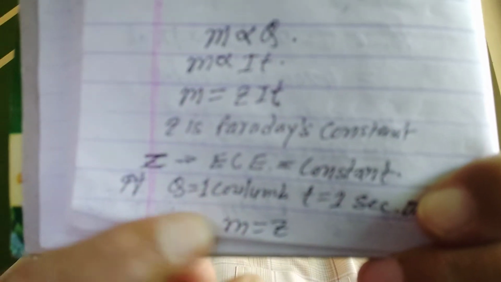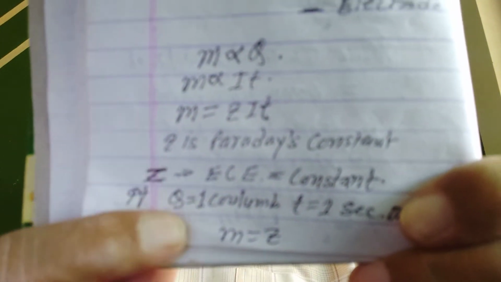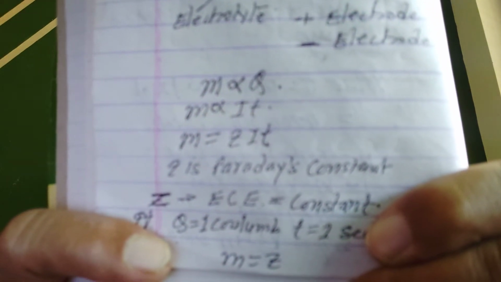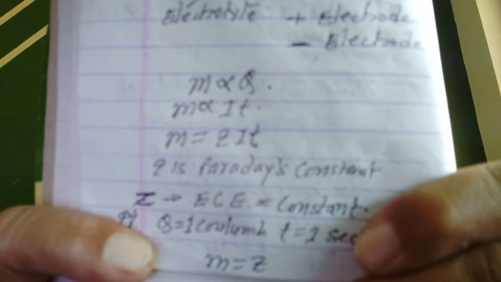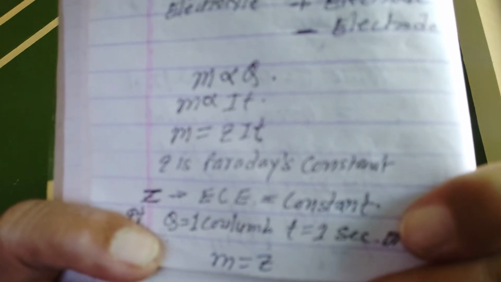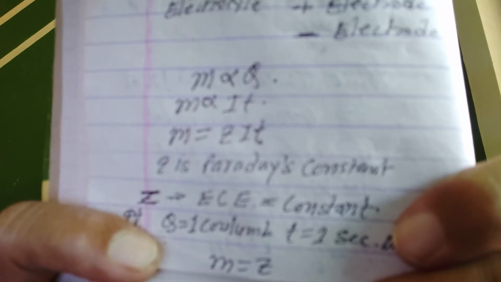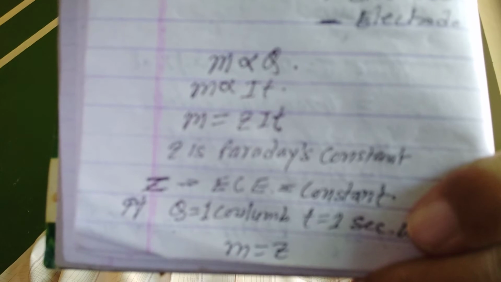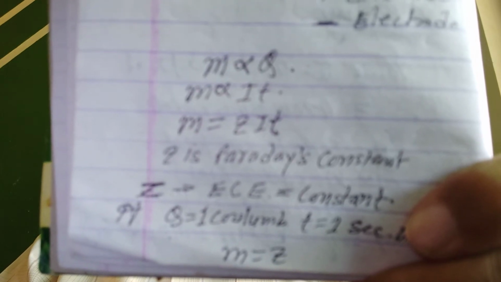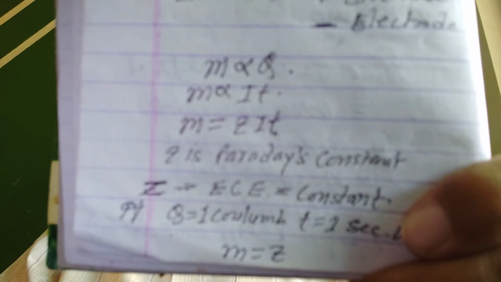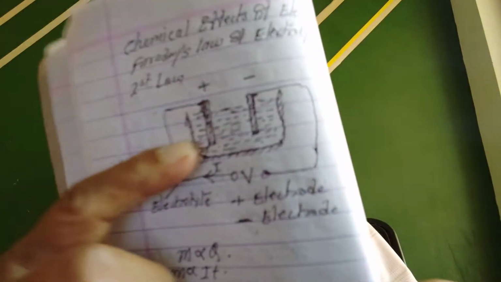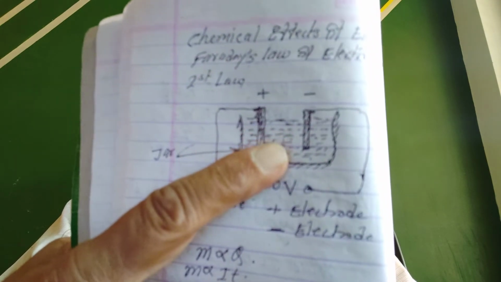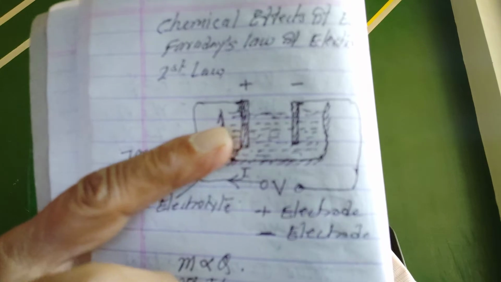So finally M is equal to Z comes, and its definition is given that Z can be defined as the electrochemical equivalent of the substance. It is defined as: when 1 ampere current is passed through an electrolyte for 1 second, then whatever amount is liberated is given by Z, and it is defined as the electrochemical equivalent of the electrolyte, the ECE of this particular material which is filled in this cell. So this is the demonstration of the first law.